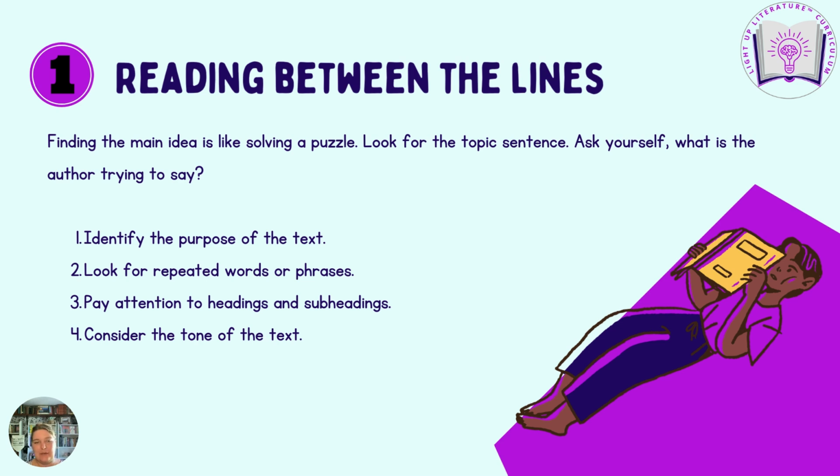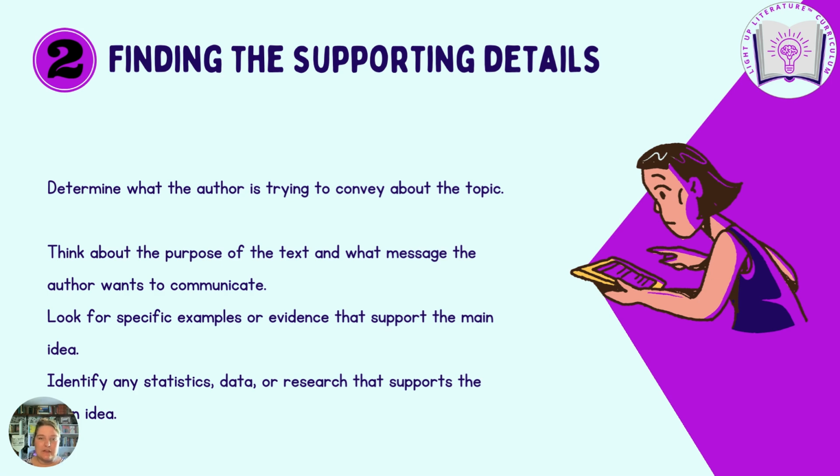Repeated words and phrases, again. Pay attention to headings and subheadings. We have a whole section on text features later on in the course, but if you've got a heading, that's probably your topic. Your subheadings are like your body paragraph supporting details. And consider the tone of the text. Really, if you do all of that, you should be good to go. Finding the supporting details, while this isn't specifically about finding the supporting details, it will help you understand what the author's saying and the 3 main takeaways from what you're reading.